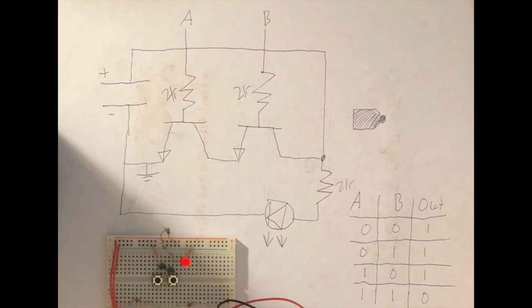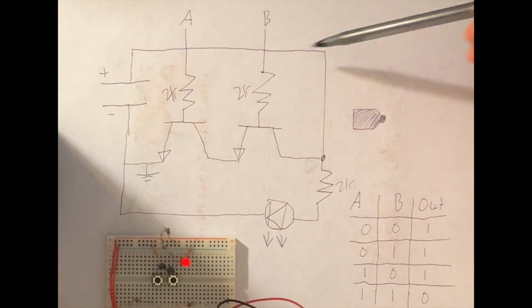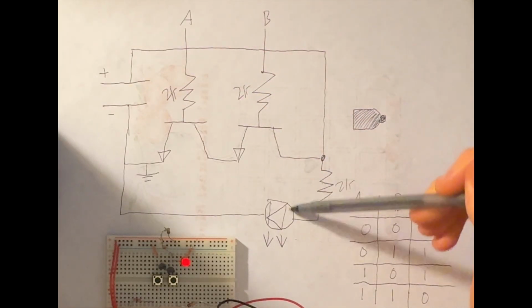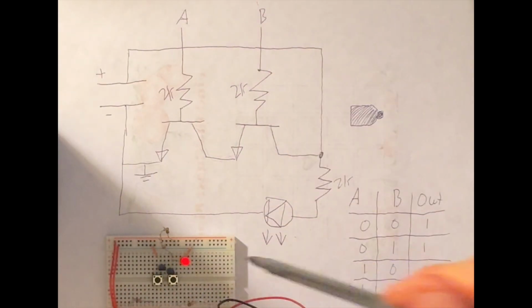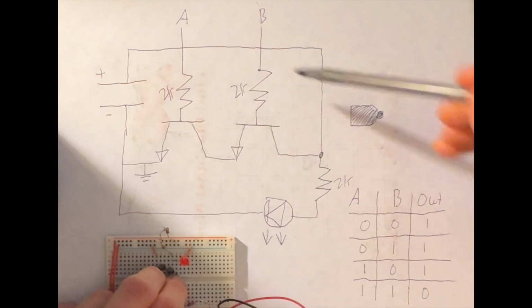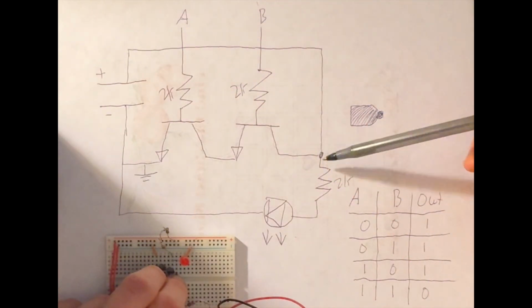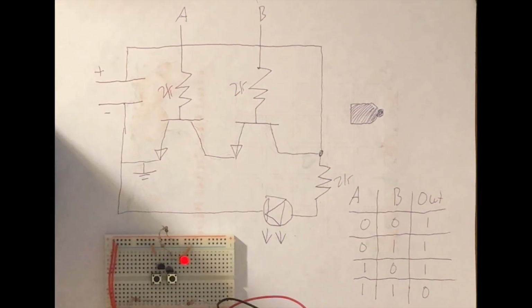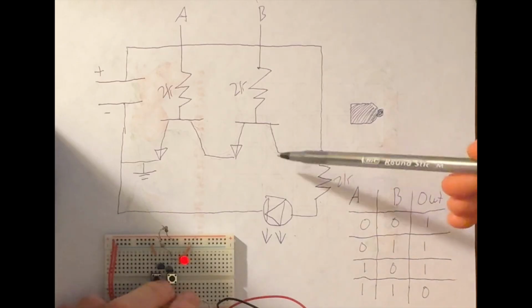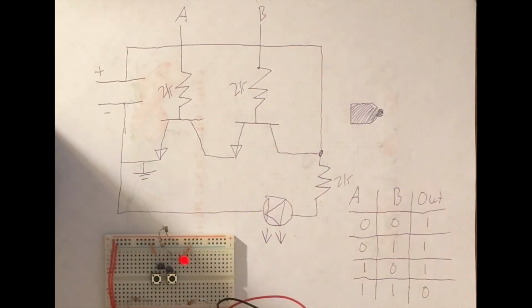The way it works is that normally the power runs through this resistor, through the LED, and then back to ground, and that will give us the positive output. However, if both of these two transistors that are linked together receive power from our inputs A and B, then the electricity will take the path of least resistance and simply go through the transistors into ground. If just A or just B is pressed, then it won't be able to go through the transistors into ground.